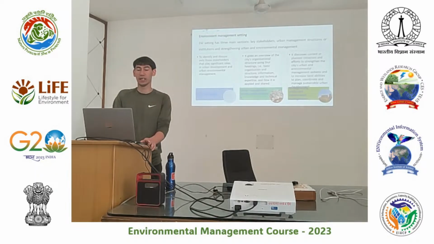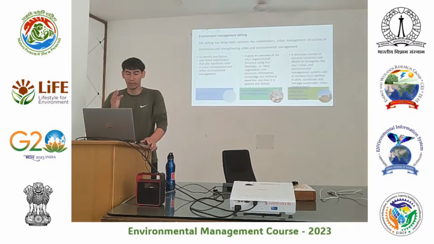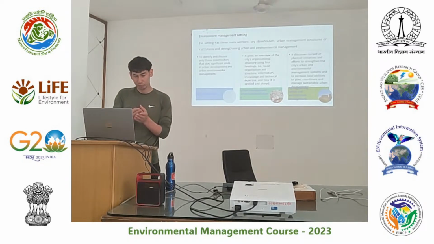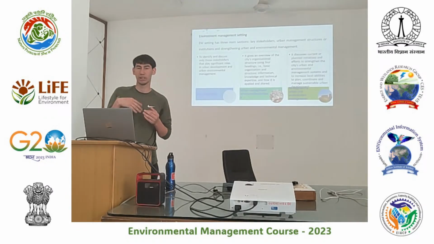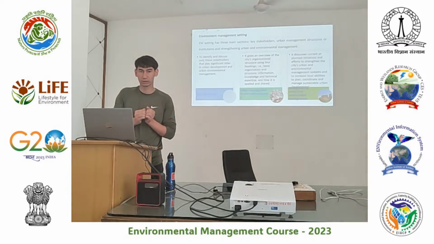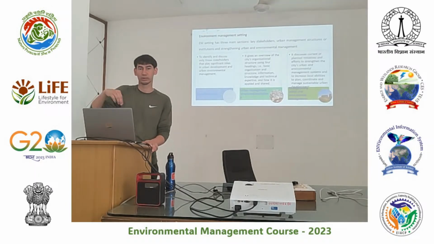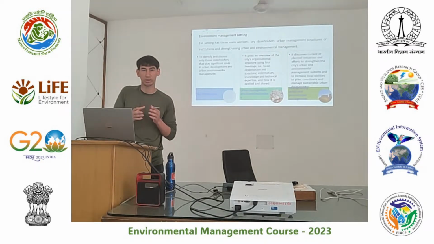Then the last is the environment management setting. The EM setting has three main sections: key stakeholders, urban management structure or institutions, and strengthening urban and environmental management. So first is key stakeholders. It is very important to identify and discuss only those stakeholders that have significant roles in urban development. So the governmental sectors which modify the urban things, and the public sector, the big builders or the like.